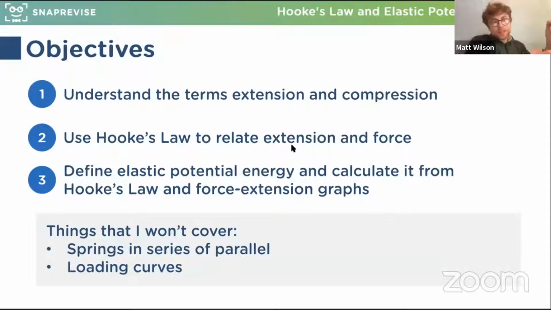So our objectives today are to understand two key terms associated with Hooke's law, which are the terms extension and compression. We're going to use Hooke's law to relate the extension or compression of an object to the force exerted on the object. So some relationship between extension and force. And we're going to define the elastic potential energy. That's the energy required to make an extension happen. And we're going to calculate it using Hooke's law and also using force extension graphs.